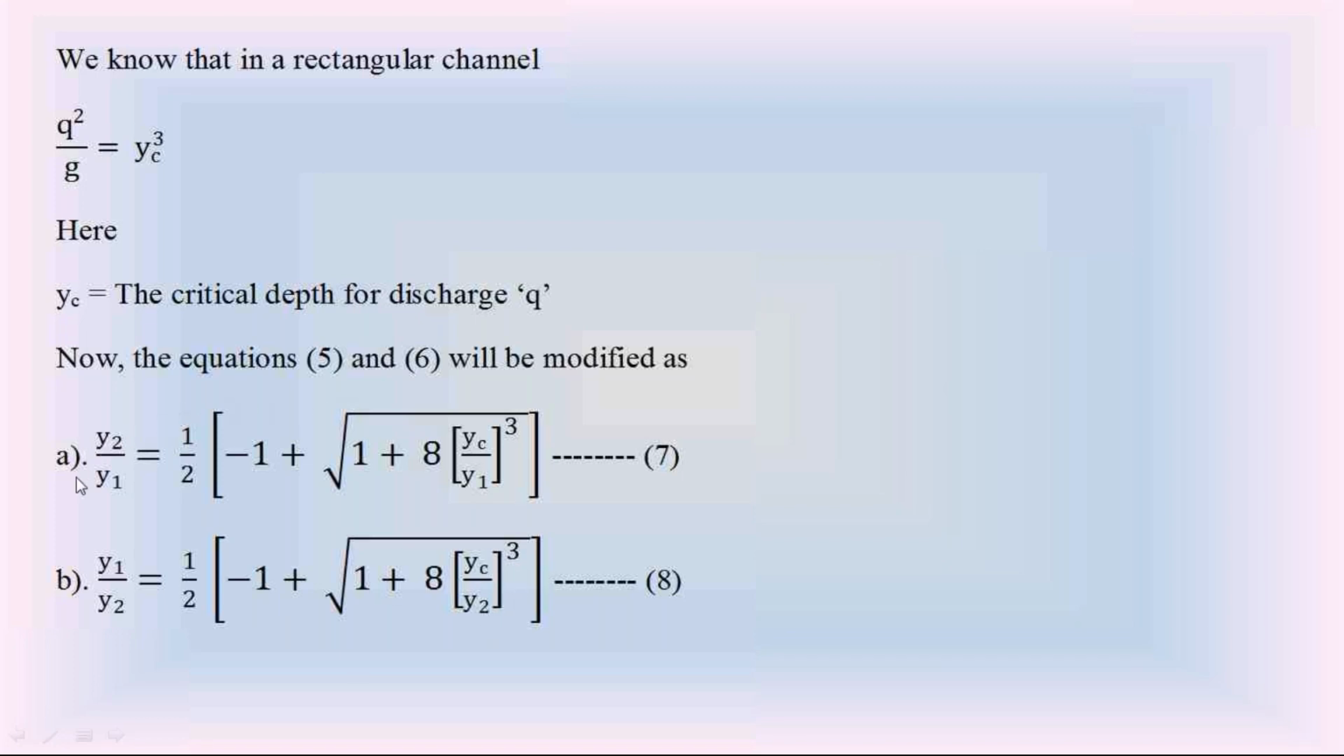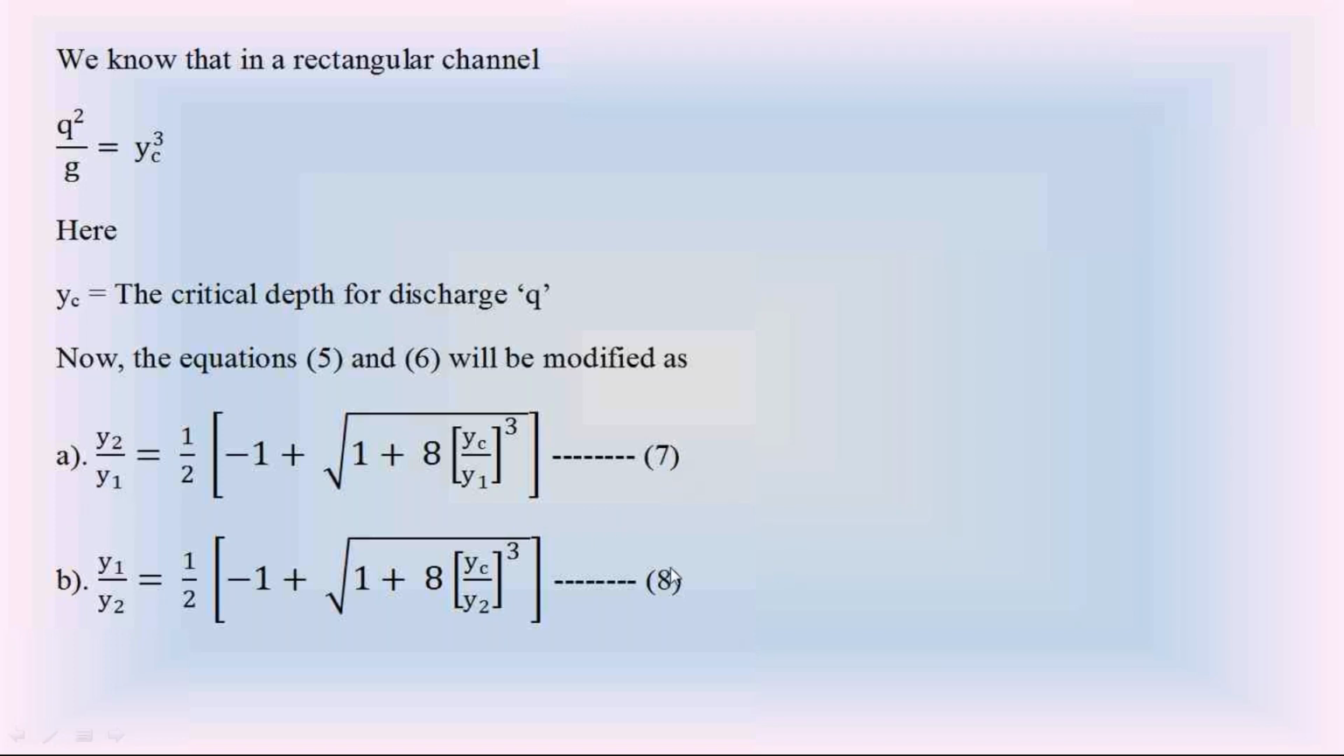So this is the hydraulic jump in the rectangular channel. y2 is the depth of flow after the hydraulic jump. y1 is the depth of flow before the hydraulic jump. And in the rectangular channel hydraulic jump, between the depth y1 and depth y2, these are the relationships.